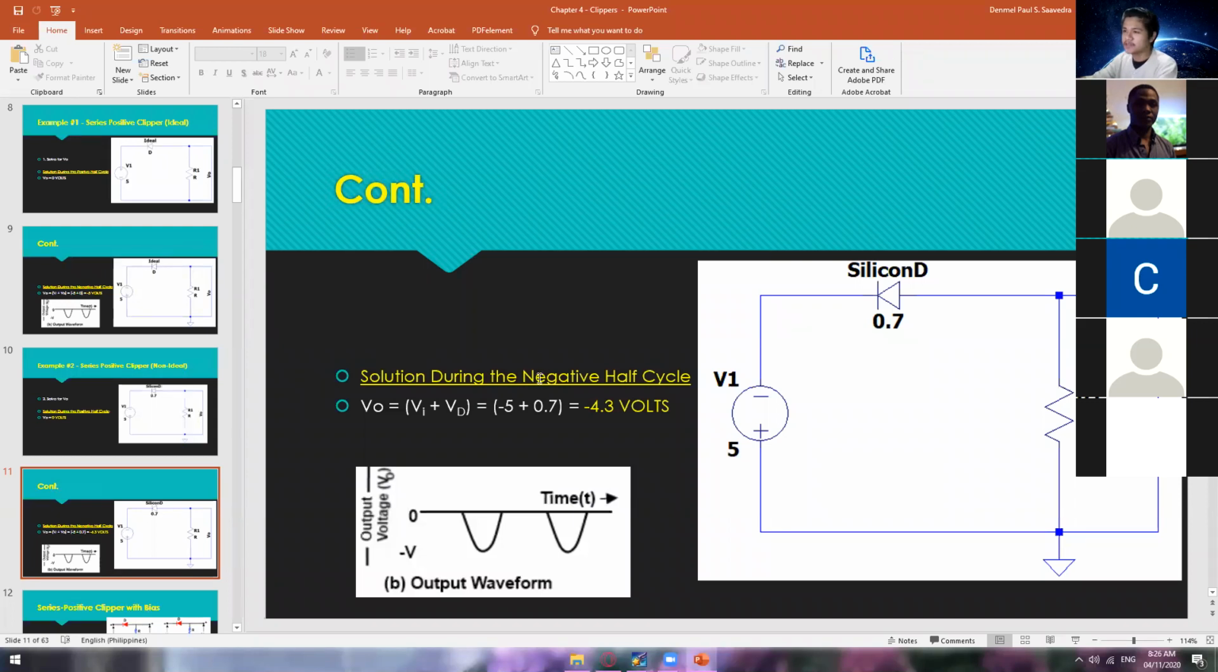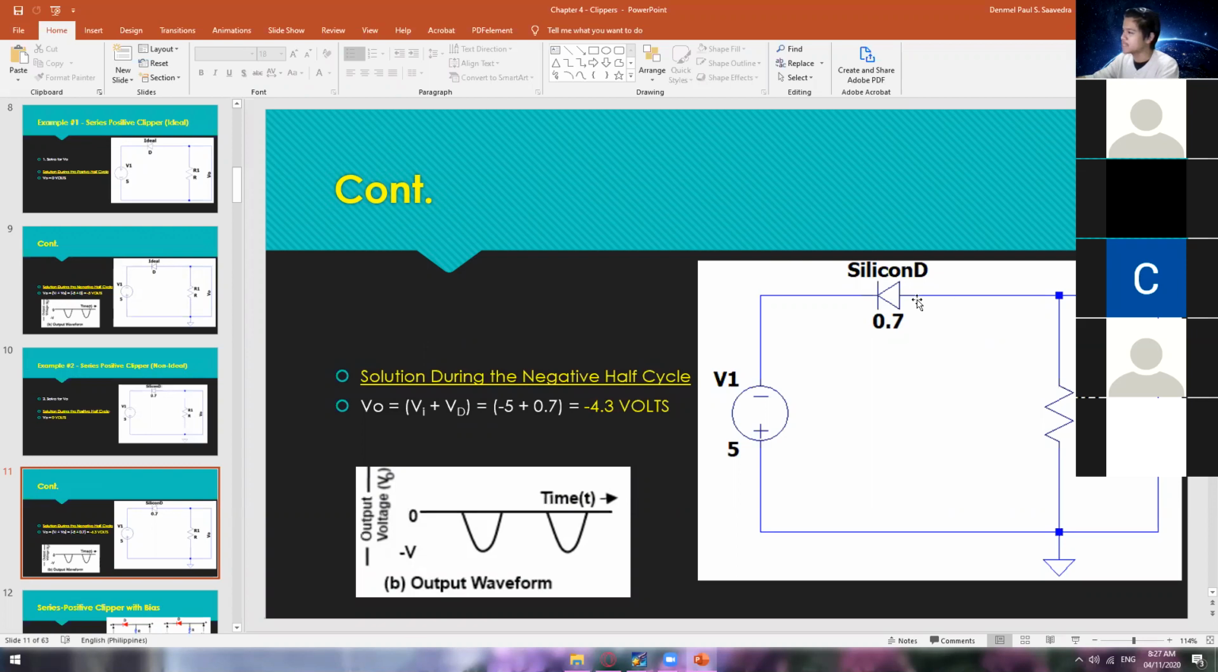So for slide number 10, before this one was positive, and right now this one is negative. In the negative half cycle, as you can see right here, we have the negative side connected to the N-type, and the positive side connected to the P-type of the diode. So as a result, this diode will become what? Are you guys still there? Forward bias, sir.